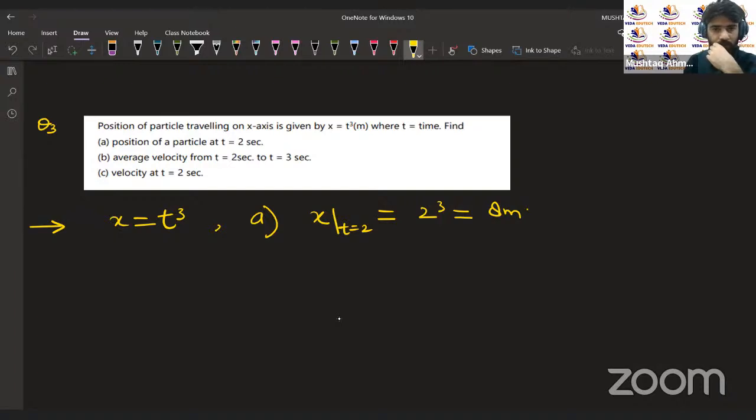It will be 8 meters, correct? And after it, we have to also calculate average velocity from t equal to 2 seconds to t equal to 3 seconds, right? So let's talk about part number two. We have to calculate the average velocity, which is the total displacement over total time, right?